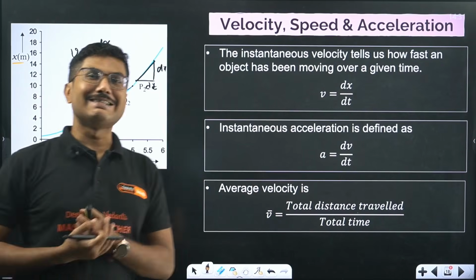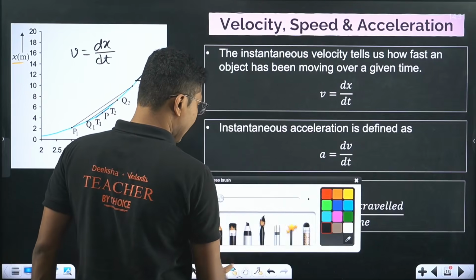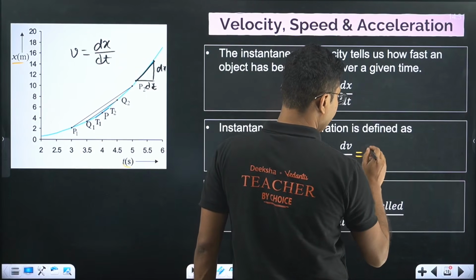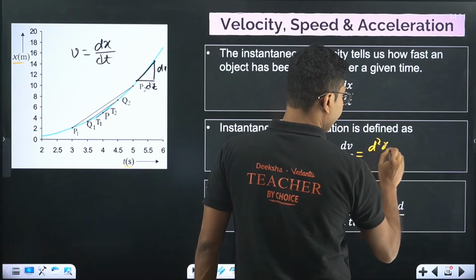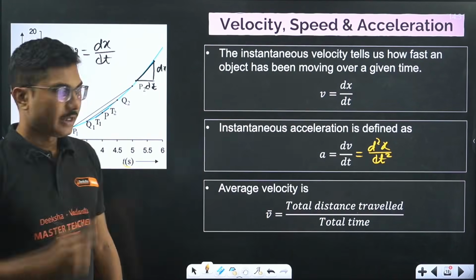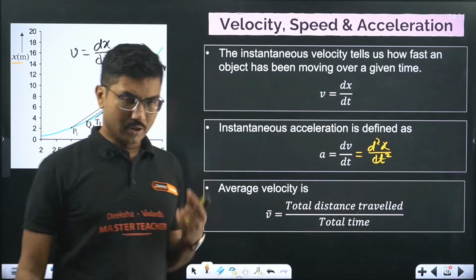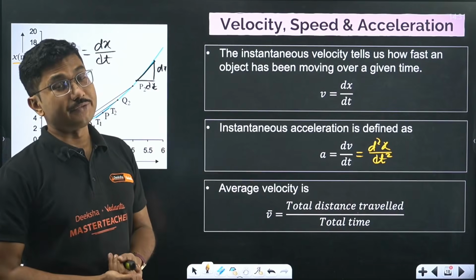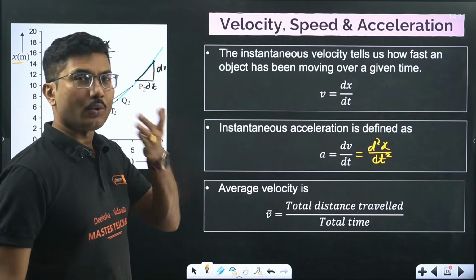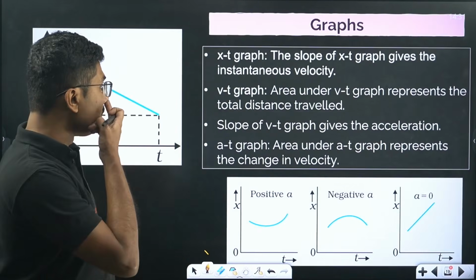Instantaneous acceleration is the rate of change of velocity. In other words, this is equal to the double derivative of displacement, d2x by dt square. In a similar way, if your velocity time graph is given, the slope of a velocity time graph gives you acceleration. Average velocity is very common: total distance traveled by total time taken. Right, now let's move on.